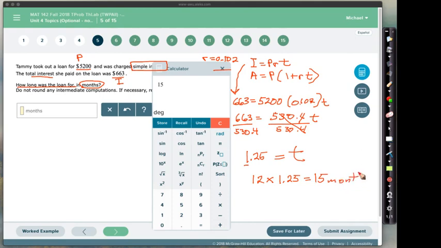But remember to convert it. Since it wants months, if you put in 1.25, that's 1.25 months. It's going to be marked wrong, and rightly so, by Alex. So let's put in 15 months. And there we are. So we've got it good. Keep on rolling. We're going to take a look at 6 next.